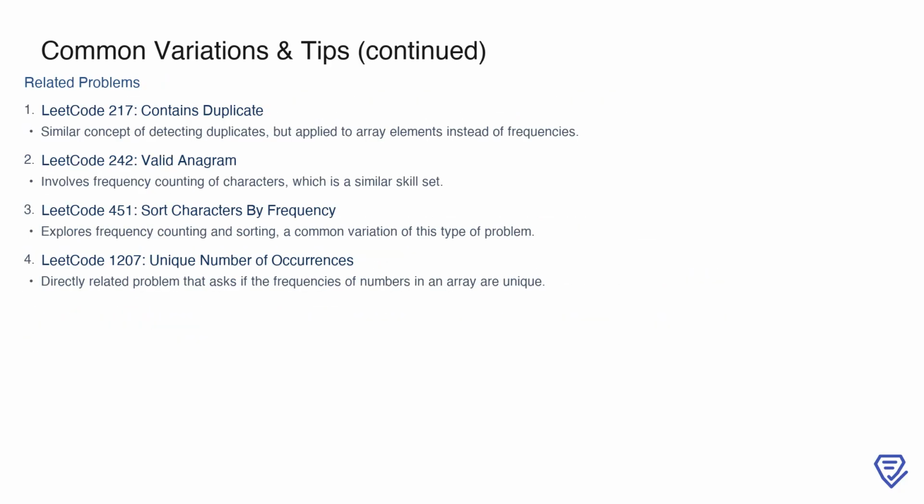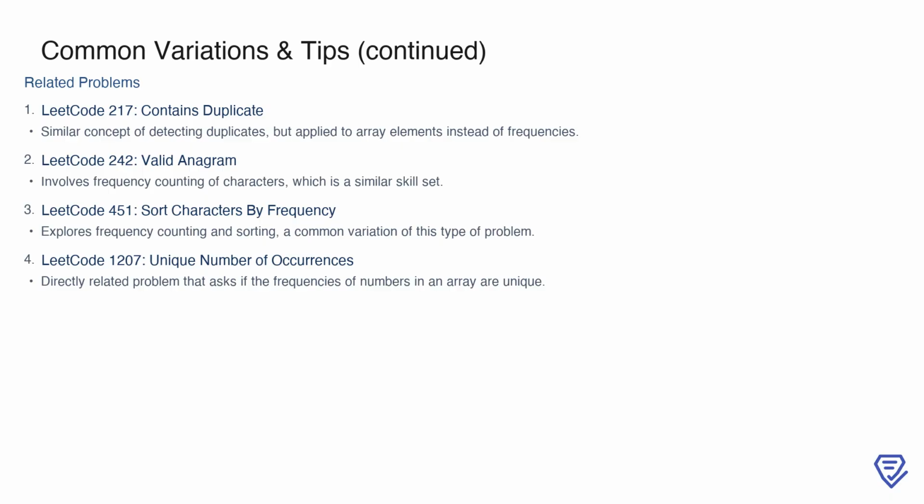If you want to practice similar problems to strengthen your skills, there are several related LeetCode problems worth exploring. For example, LeetCode 217, Contains Duplicate, shares the concept of detecting duplicates, but it focuses on array elements themselves rather than their frequencies. Another example is LeetCode 242, Valid Anagram, which requires frequency counting of characters in a string to determine if two strings are anagrams. This builds on the same skill set used in the current problem.